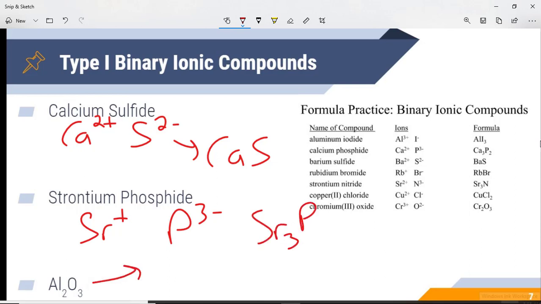We're going to name this compound. Al is aluminum, and O is oxygen, but we're going to shorten that. We're going to add that suffix oxide. Okay, again, pretty straightforward stuff. You guys should be in pretty good shape.